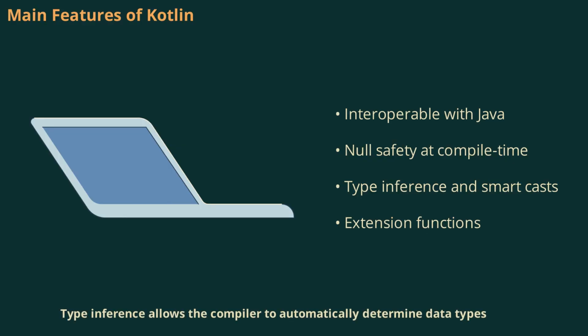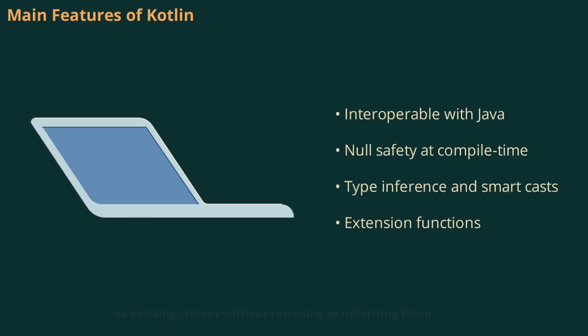Type inference allows the compiler to automatically determine data types, reducing the need for explicit declarations. Smart casts simplify type checks, and extension functions let you add new methods to existing classes without rewriting or inheriting them. These features make Kotlin a flexible and robust language for modern development.